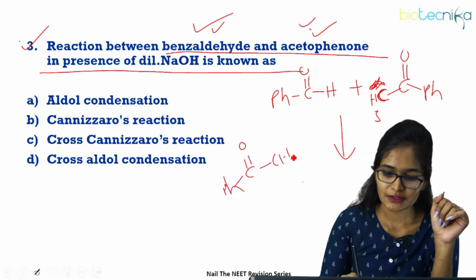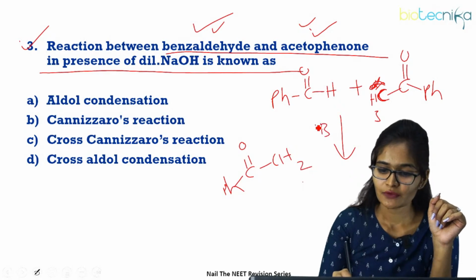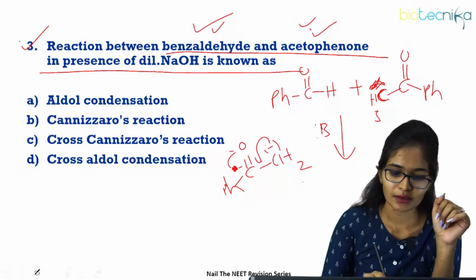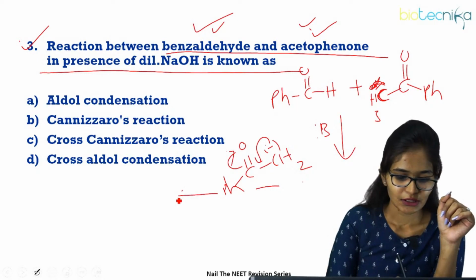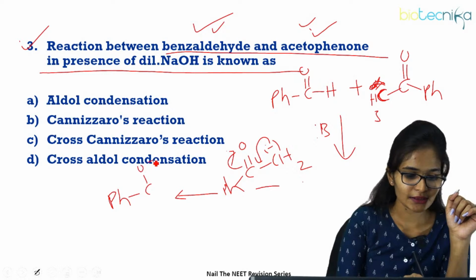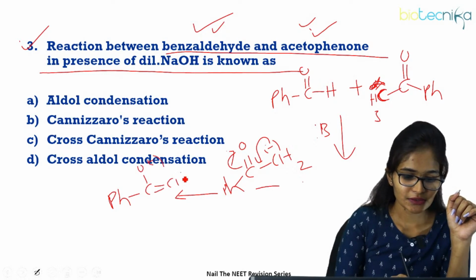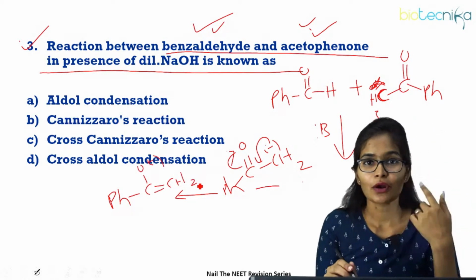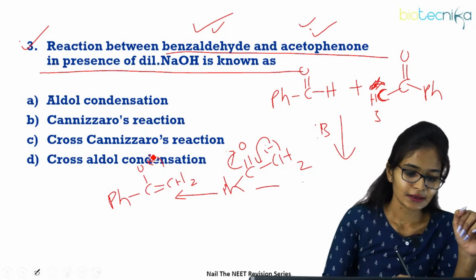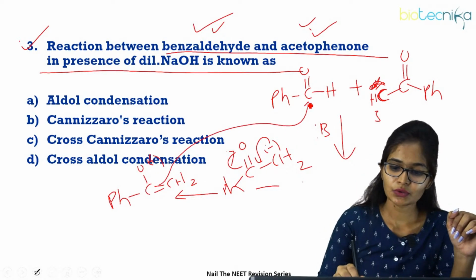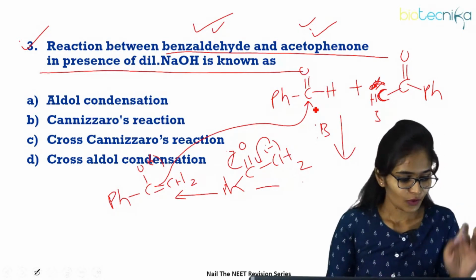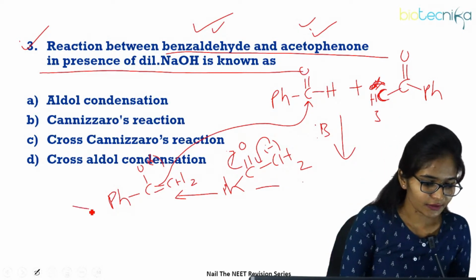First, in the presence of base, one of the protons will be grabbed and it will form an enolate. Once it forms the enolate, Ph-C-O minus with C double bond CH2, next you have benzaldehyde. Now this has to attack the carbonyl carbon, which is electron deficient. This is electron rich, so overall you will get the product like this.